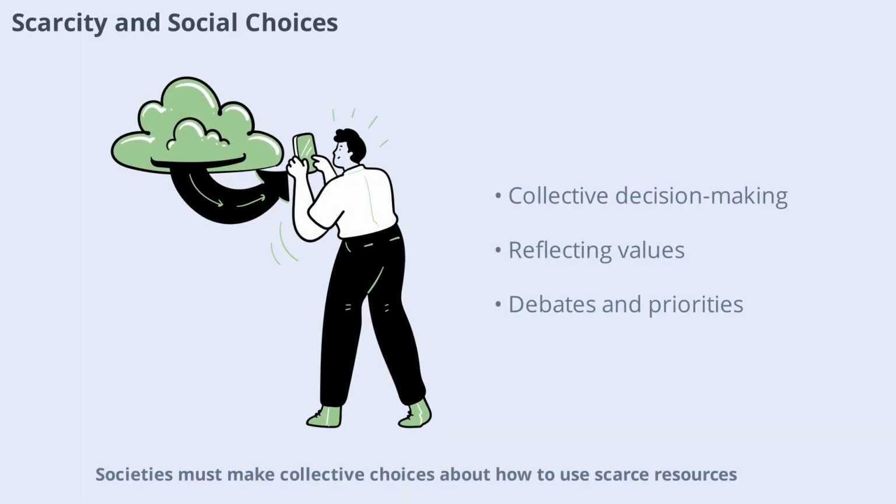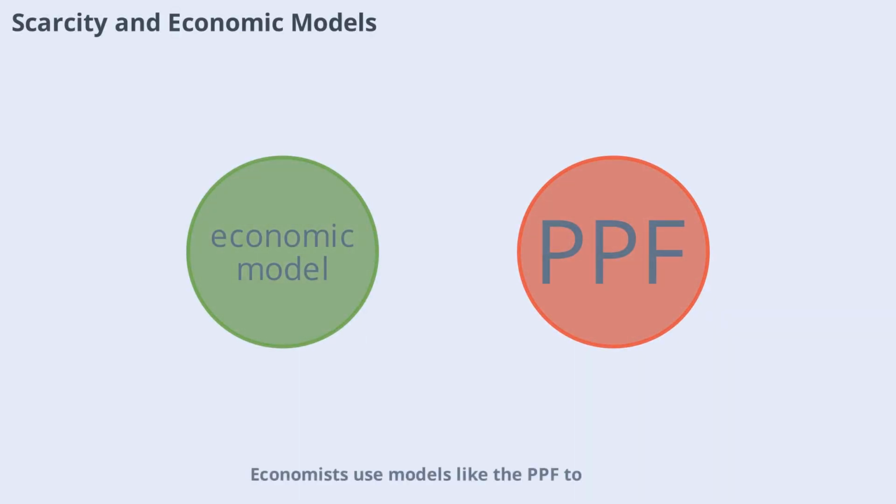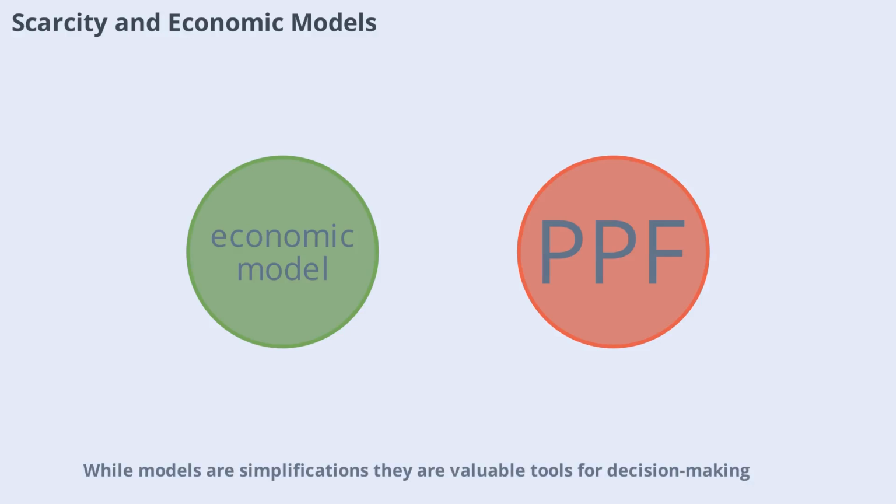Societies must make collective choices about how to use scarce resources. These decisions reflect values, priorities, and trade-offs. Debates about healthcare, education, and the environment all stem from the fundamental problem of scarcity. Economists use models like the PPF to simplify and analyze the effects of scarcity. These models help us understand complex real-world situations and predict the outcomes of different choices. While models are simplifications, they are valuable tools for decision-making.